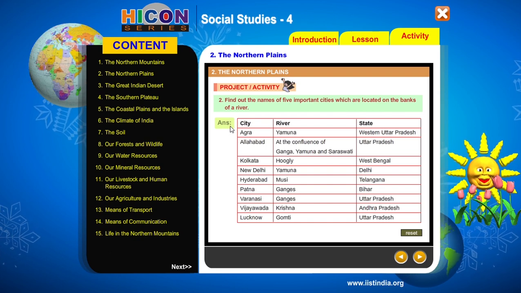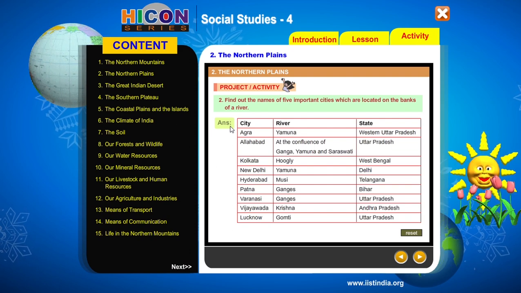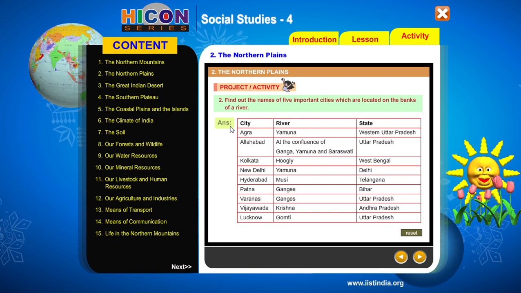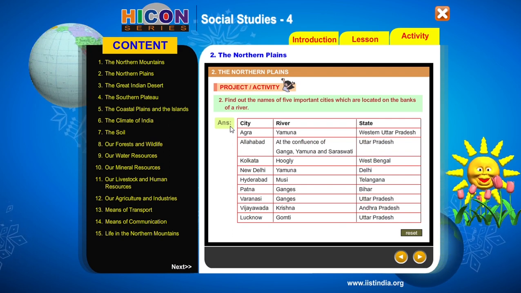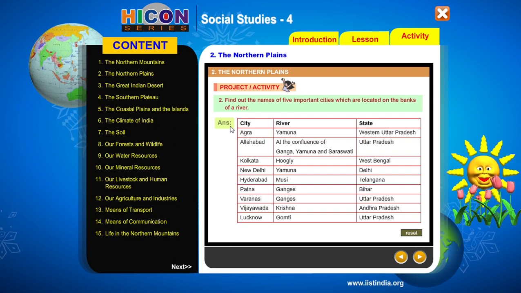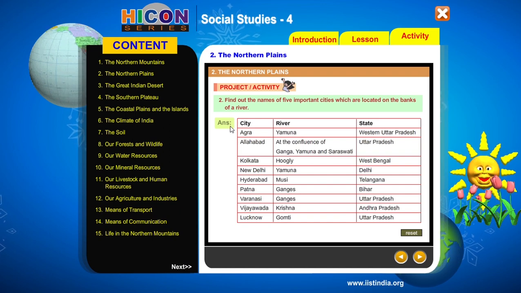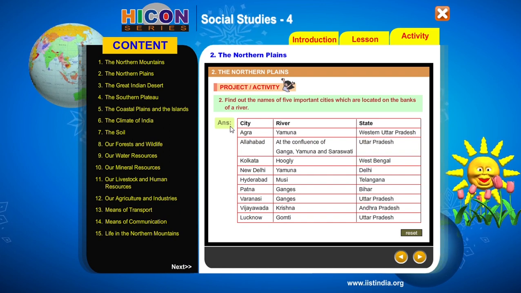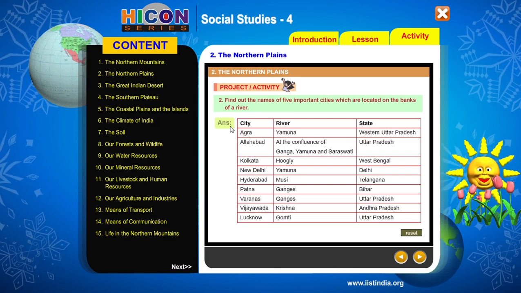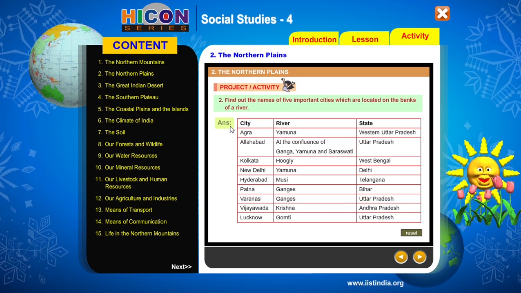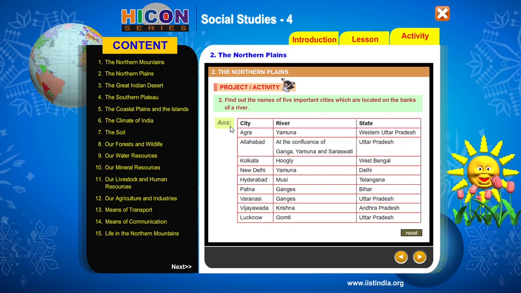Kolkata is a city on the river Hooghly in the state of West Bengal. New Delhi is on the banks of river Yamuna in Delhi. Hyderabad is on the banks of river Musi in the state of Telangana. Patna is on the banks of river Ganga in Bihar. Varanasi is again on the banks of river Ganga in Uttar Pradesh. Vijayawada is located on the banks of river Krishna in Andhra Pradesh. Lucknow is situated on the banks of river Gomti in Uttar Pradesh, right?